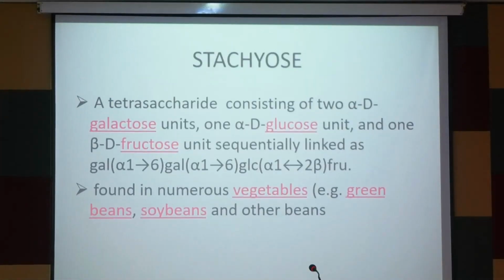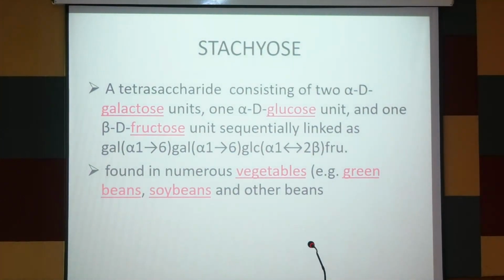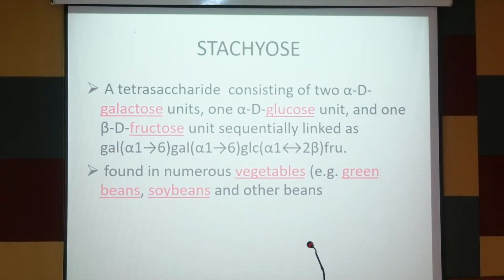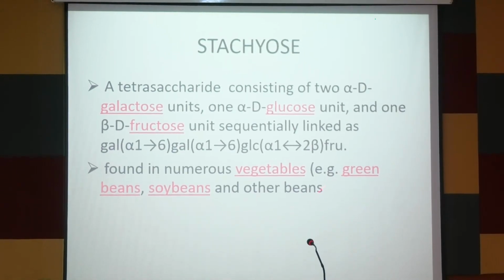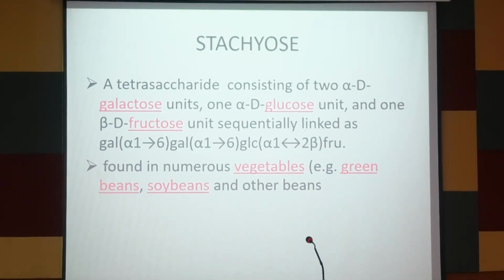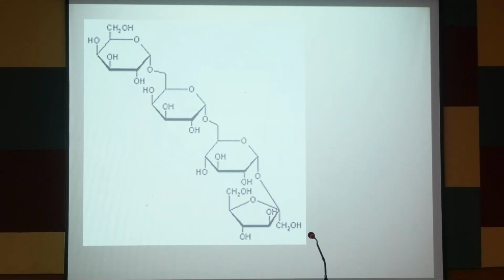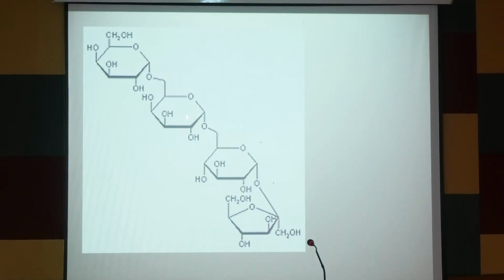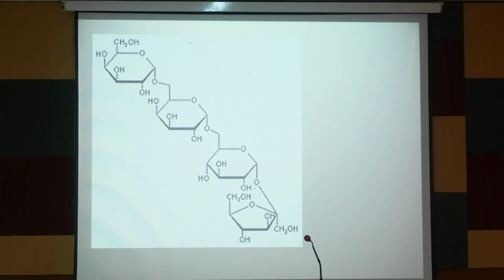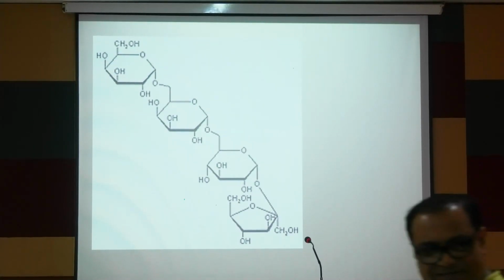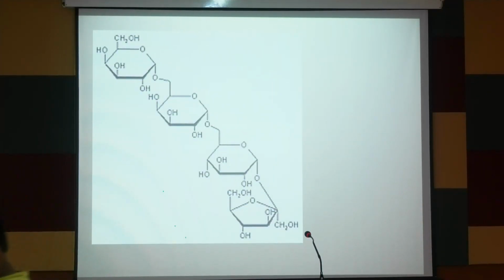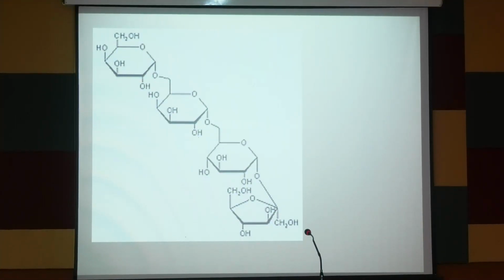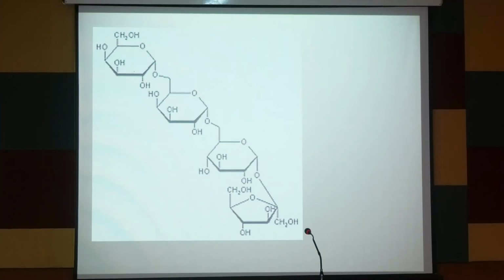Right? Now, next is stachyose, a tetrasaccharide. We find the same again in vegetables. Structure: add one more galactose to that. Very simple. Add one more galactose to C6 of the existing raffinose. It becomes stachyose. Fine.